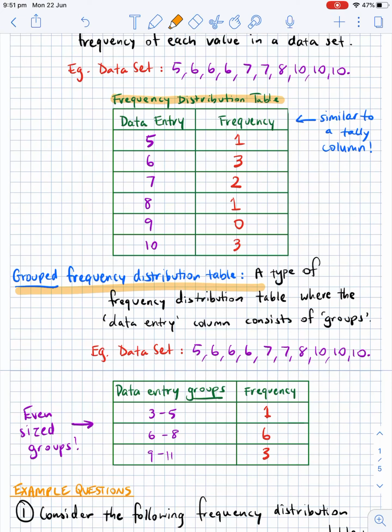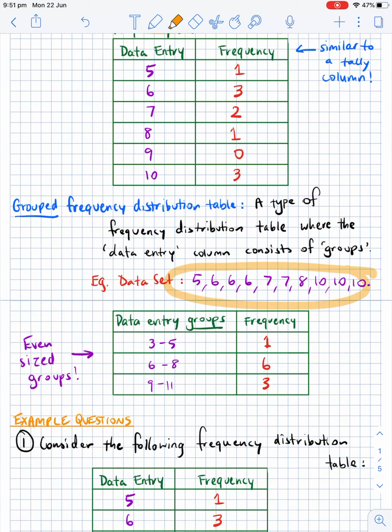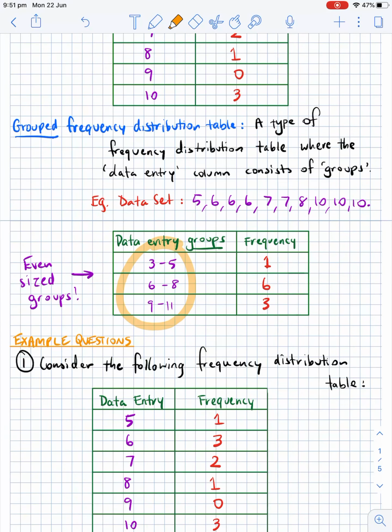A grouped frequency distribution table is a type of frequency distribution table where the data entry column consists of groups, like ranges of numbers. So for the same data set, I could make a grouped frequency distribution table by, instead of having these single numbers, like a row for each number, having groups. So we can have the group 3 to 5, 6 to 8, 9 to 11. We want to make sure our groups are even sized when we're doing these.